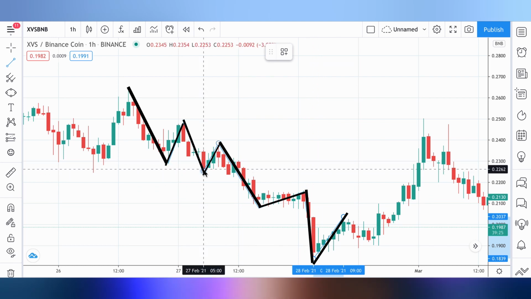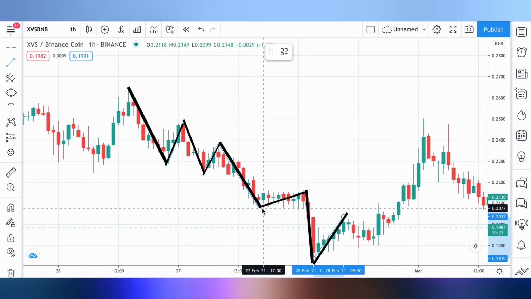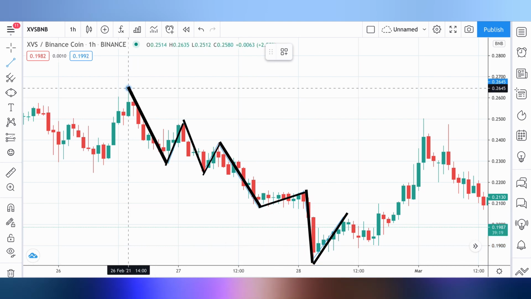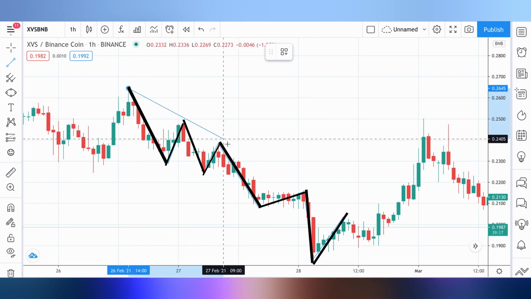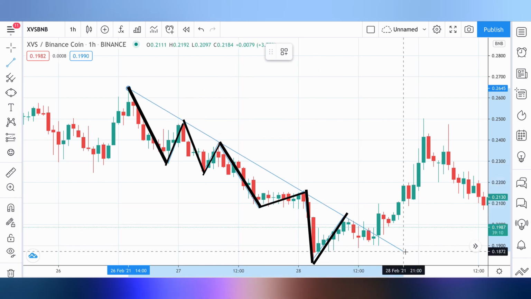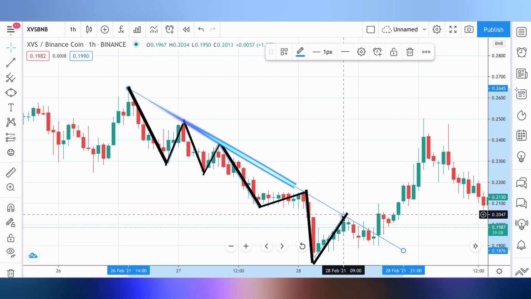This one is higher than this one. This one is higher than this one. And then this one is higher than this one. Okay, so let's draw the trend line. So from here we connect, connect, connect, connect, and we have a beautiful trend line connecting all of the highs.